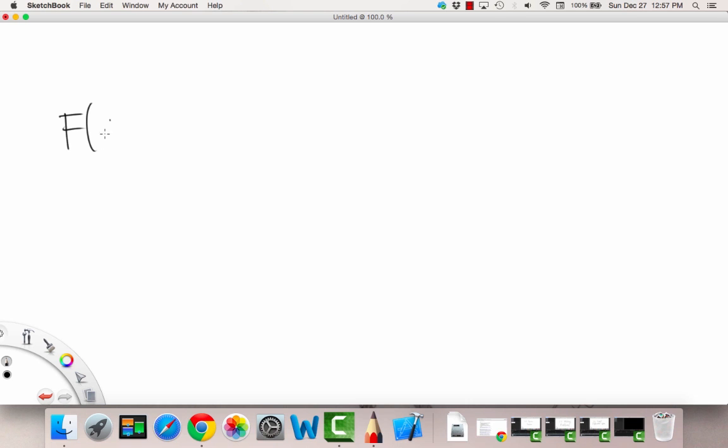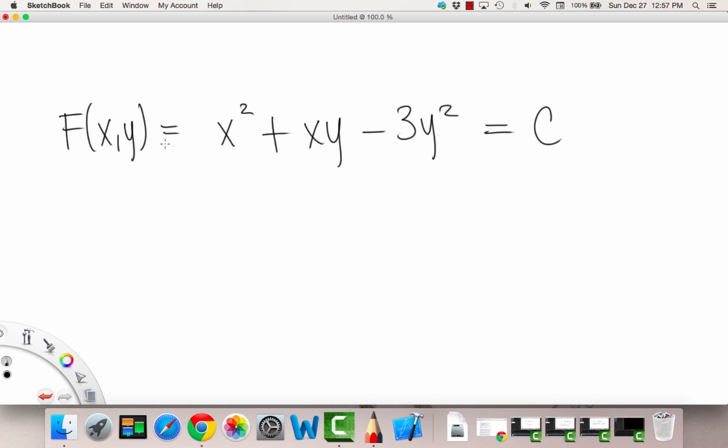So our answer for this problem is going to be f of x, y is equal to x squared plus xy minus 3y squared, and this is equal to some constant, okay? And this is the solution to our ODE.